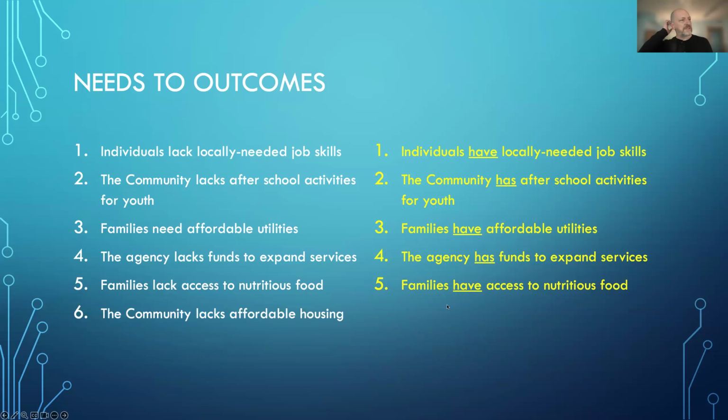And then the community lacks affordable housing, right? That originally we said just housing, but in this case, we narrowed it to the community. So if the community lacks affordable housing, then the community has affordable housing, and that's where we leave it, right? So the moral of this story is to resist the urge to change too much language as you switch from a need to an outcome, or we may run the risk of losing the original need, okay, through interpretation.